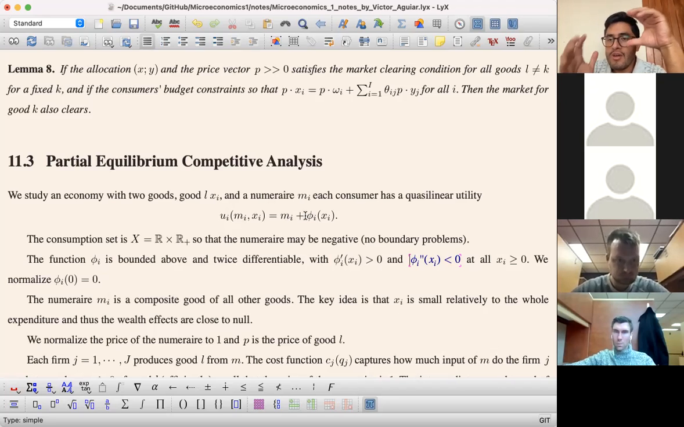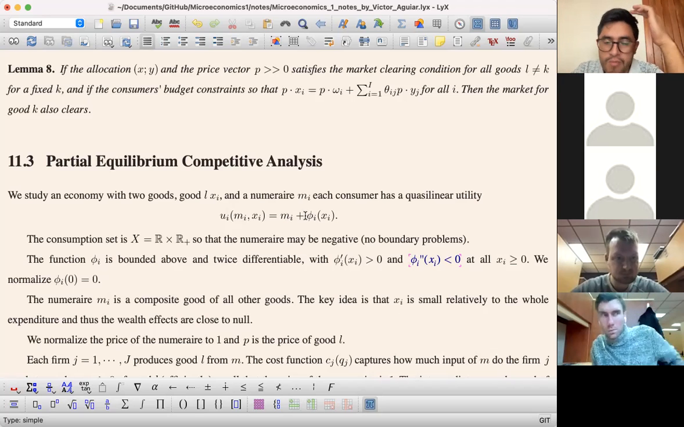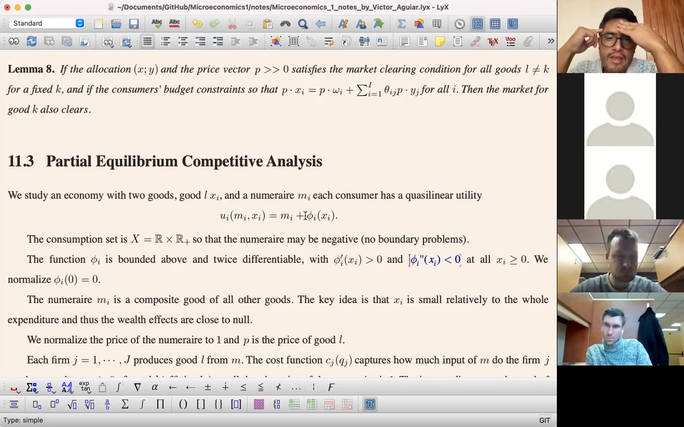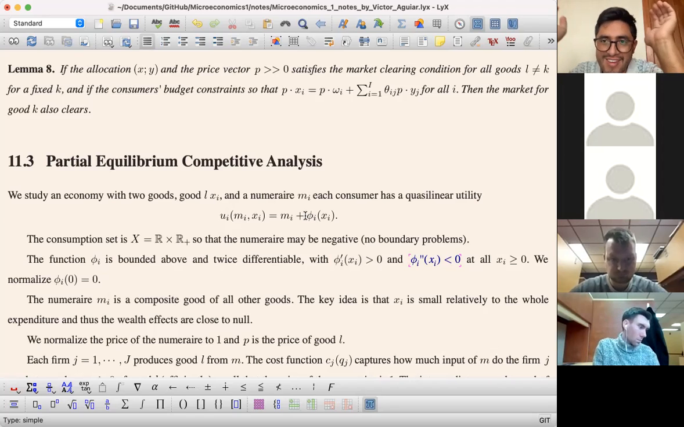essentially you can break your utility into two additive terms. And then everything in the budget, because it's just additive, you put together into one single composite good. So this composite good sometimes can be thought of as money, right? Pocket money. Or sometimes it can be thought of as this abstract object capturing the basket of other goods, okay? The key idea is that x_i is small relative to the whole expenditure, and thus wealth effects are close to null. So a lot to take in here.